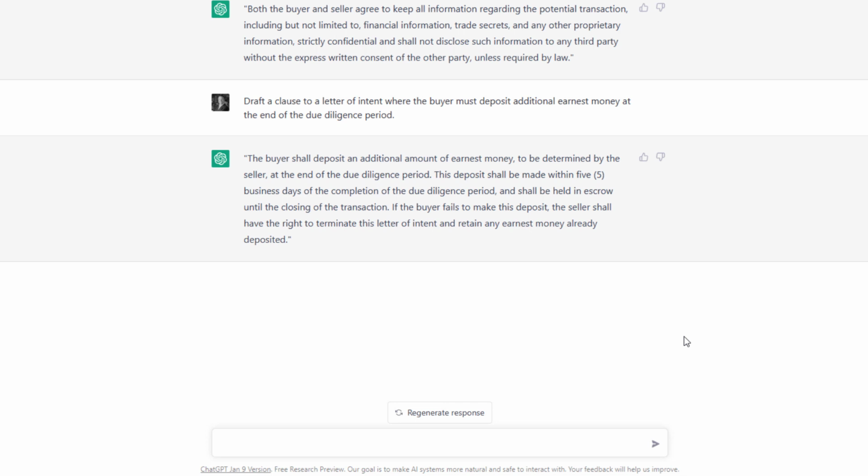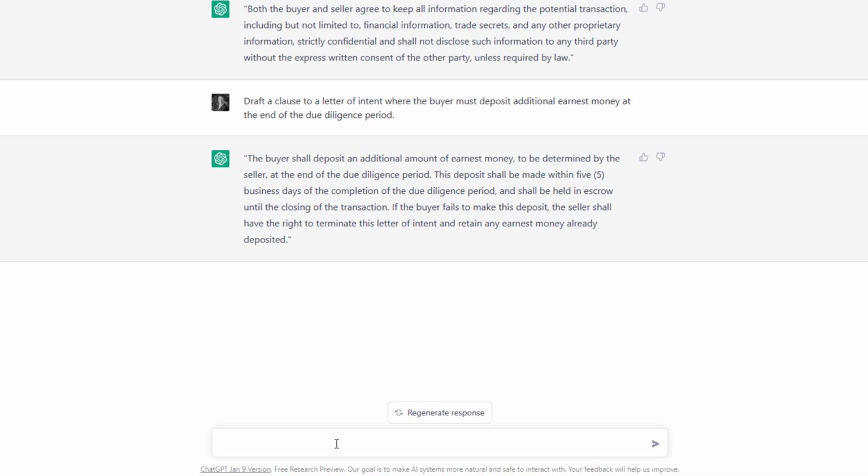So there's a few things that the AI has added. The first is the amount. The buyer shall deposit an additional amount of earnest money to be determined by the seller. Well, me as the buyer, I don't want that. I'm going to determine that up front. This is going to be an offer. So that would be the first thing I would edit.